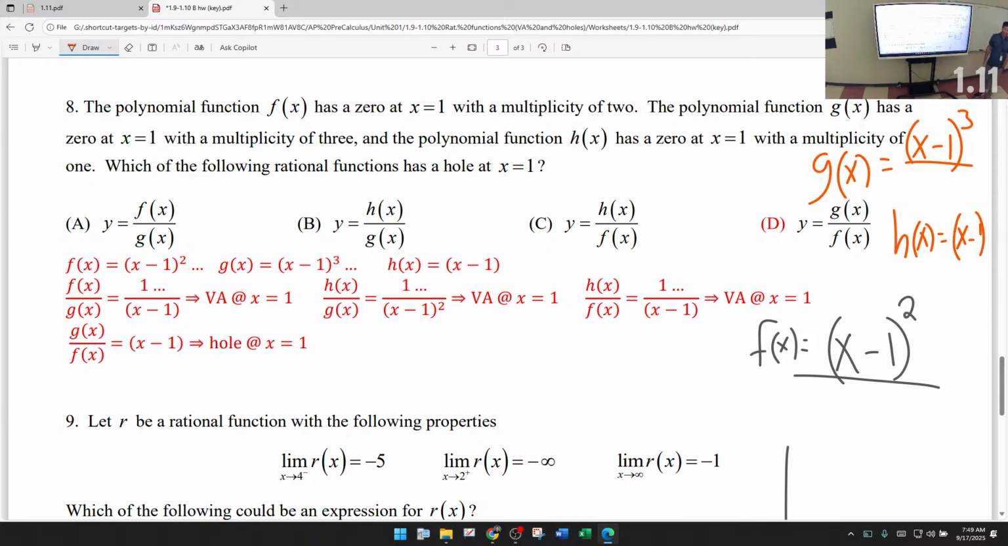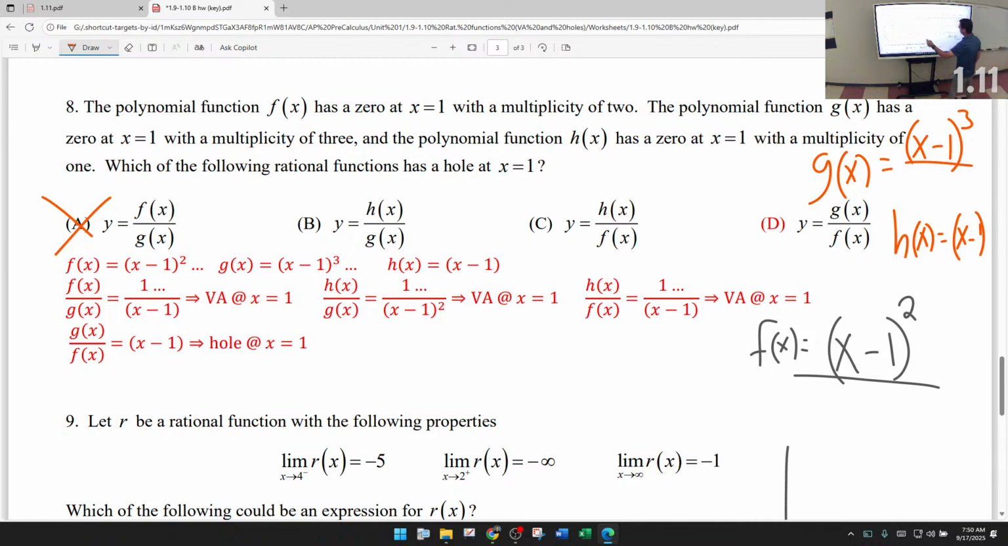Yay? So if I need a hole at 1, that must mean I better have an extra one up top. No, I'm sorry, I better not. I got to cancel. So I can't have an extra one on the bottom. So this one says f of x over g of x. If I put f of x over g of x, that means I have an extra one on the bottom. Knowing which ones are wrong, might as well just tell me which one's right.